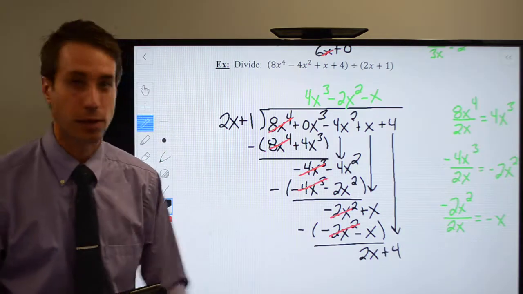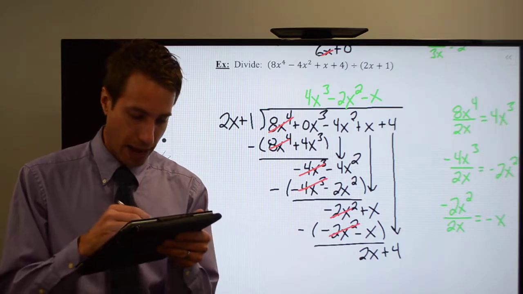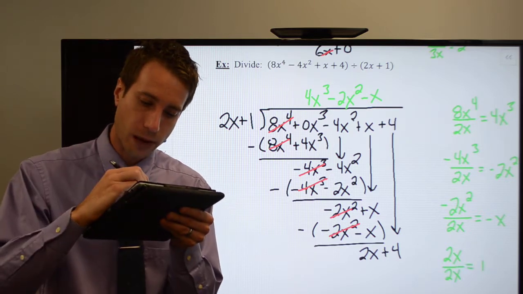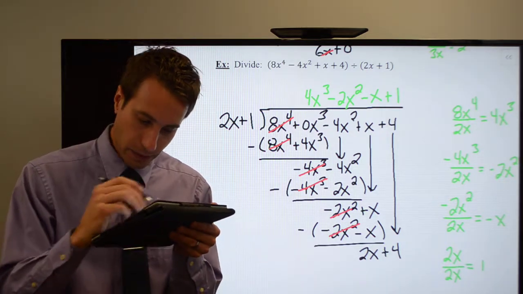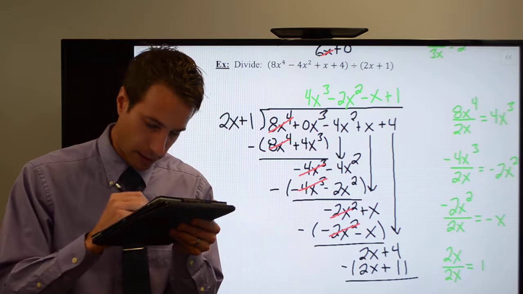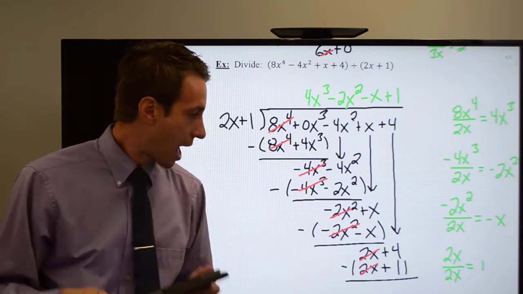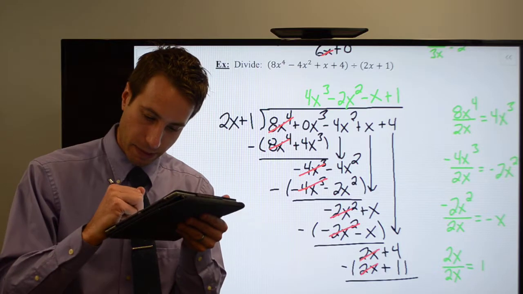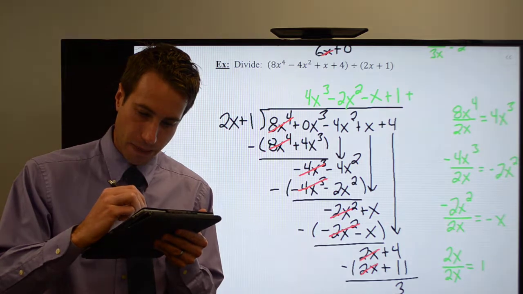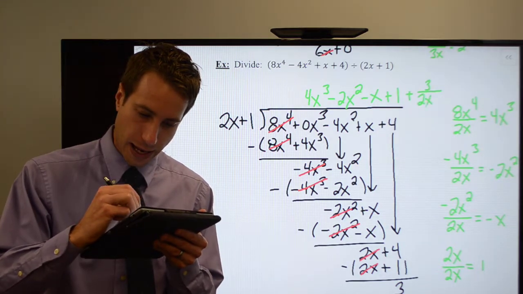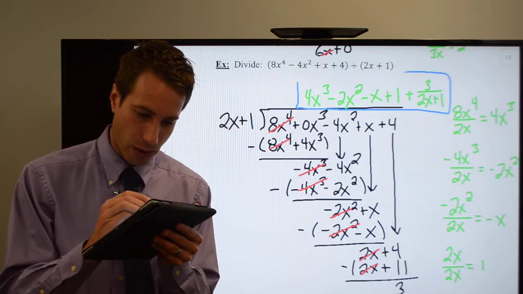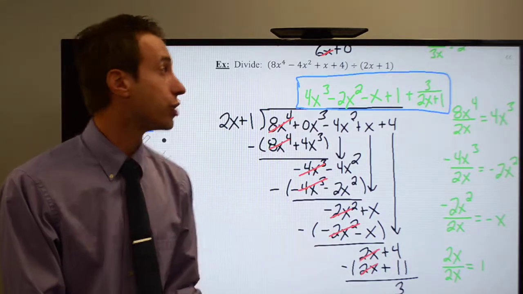Bring down that last term, and this is going to be our last time through that process, which is 2x divided by 2x, which turns out to be 1. So we have plus 1 on the end, which is going to give me 2x plus 1. We subtract, the leading guys drop out, and 4 minus 1 is going to be 3. So your final answer then would be to simply add that 3 back here, put it all over 2x plus 1, which was your original divisor, and that guy right there is going to be your quotient for the division of those two polynomials.